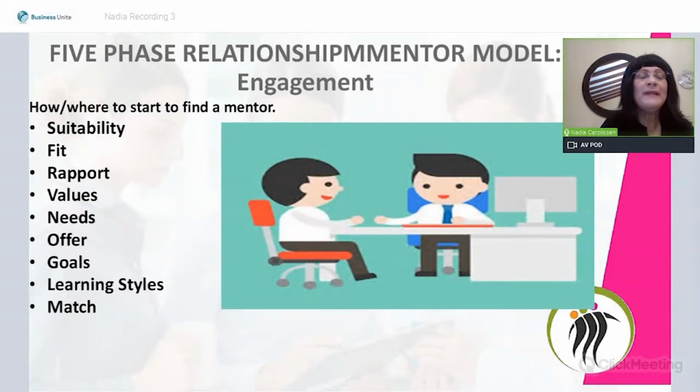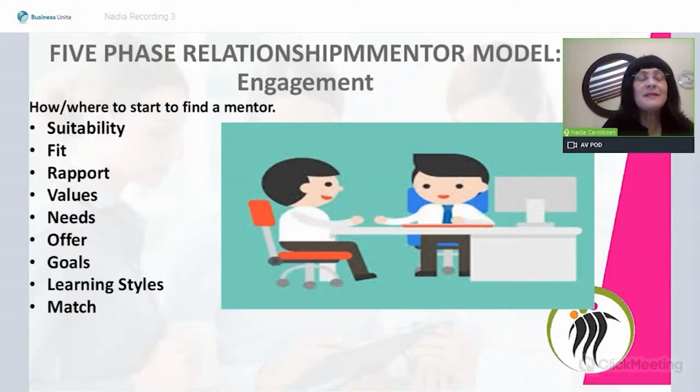Do you 2 connect? A next one also, do you share similar values? The needs of the mentee? Are you in a position to address those needs? What is it that you as a mentor can offer that mentee to ensure the mentee grows? The goals that you two, mentor and mentee, set together. Are you in a position to help the mentee achieve those goals?